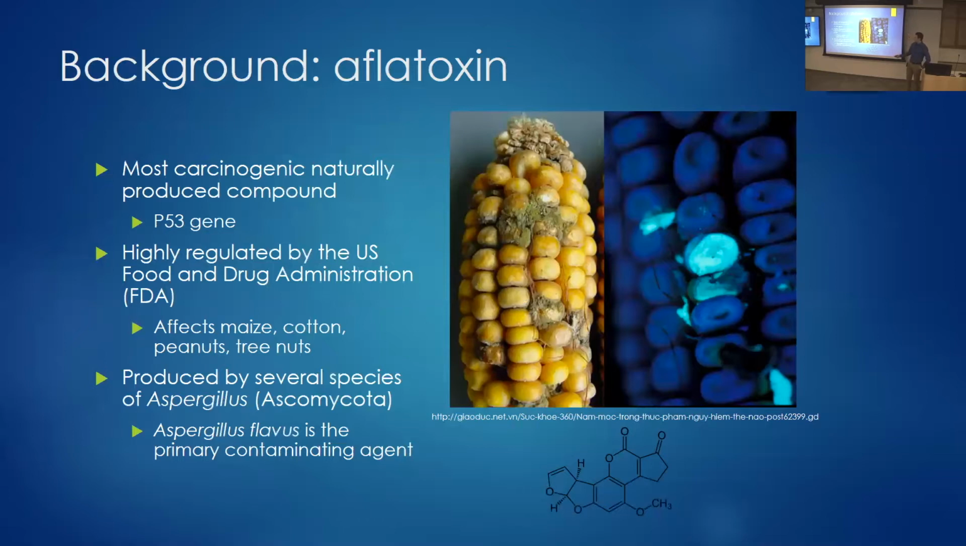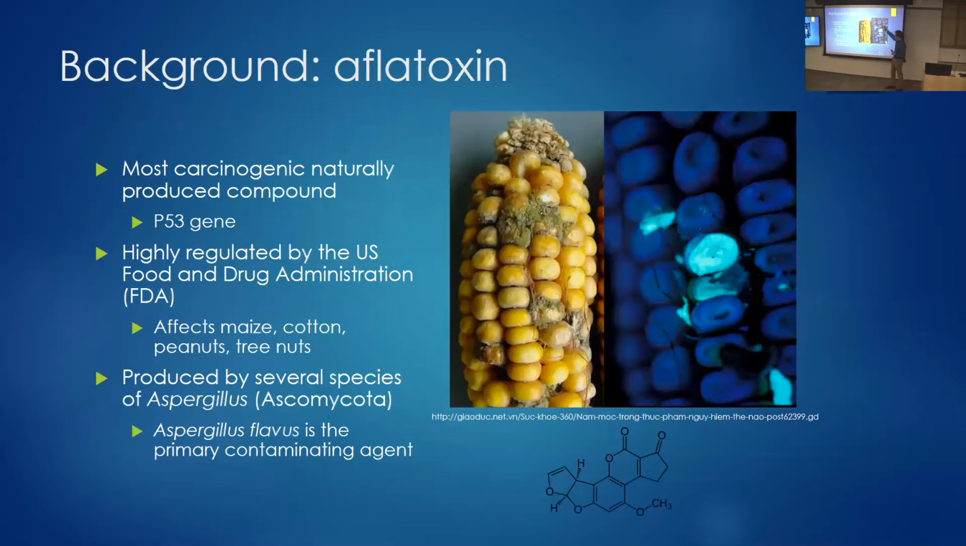Today, as you notice from the title, we're going to be looking at Aspergillus flavus, but aflatoxins are actually produced by several species closely related to Aspergillus flavus. And here you can see Aspergillus flavus growing on this ear of corn. You'll notice that it's a yellowish green color. That's going to be important later. I want you to retain that.